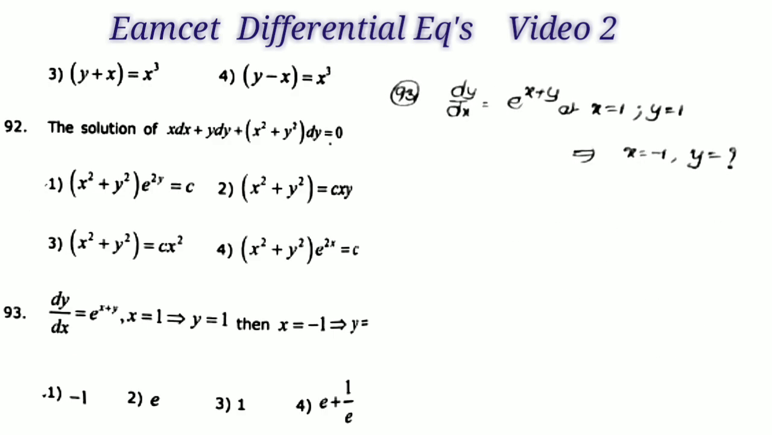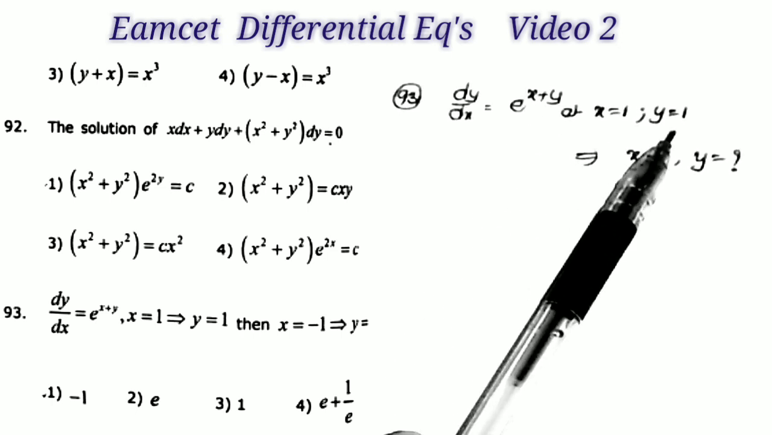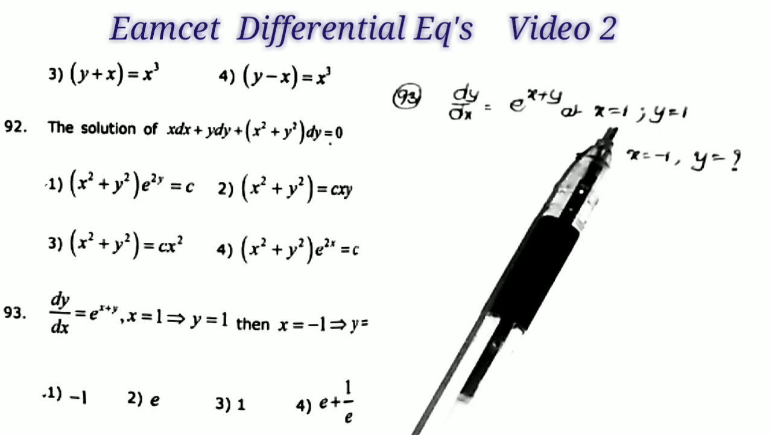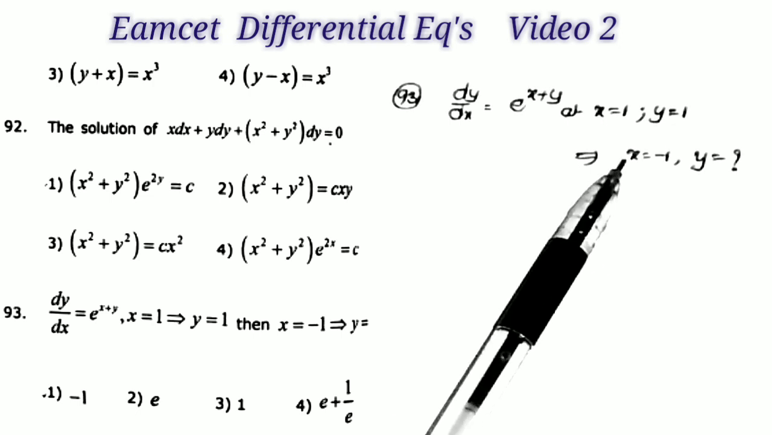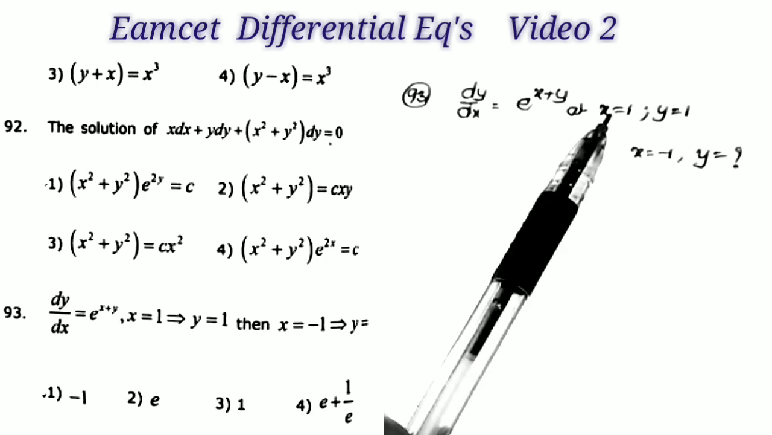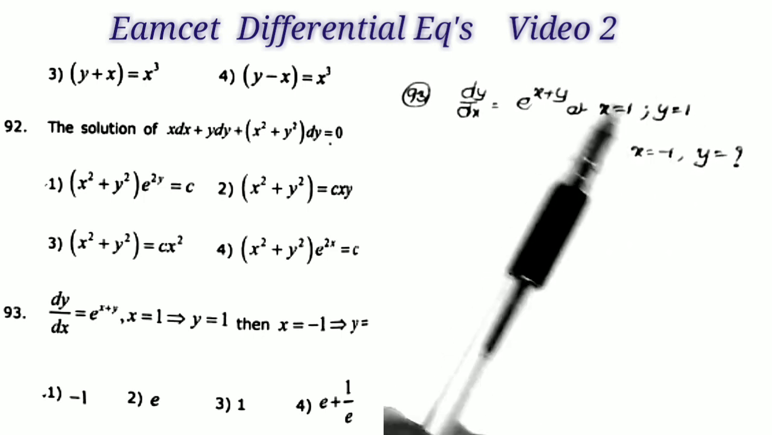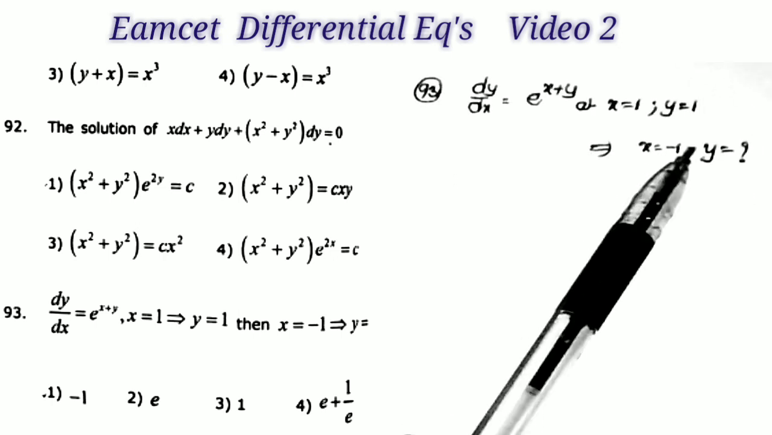Sum number 93, dy by dx is equal to e power x plus y. At x is equal to 1, the value of y is equal to 1. Then at x is equal to minus 1, what is the value of y? This is the given question. At x is equal to 1, the value of y is equal to 1. This is given. At x is equal to minus 1, we want the value of y.